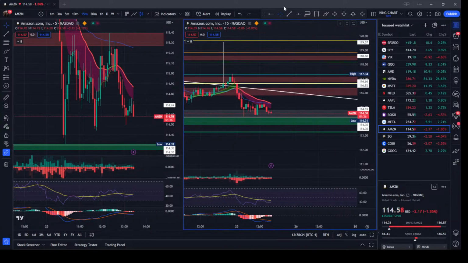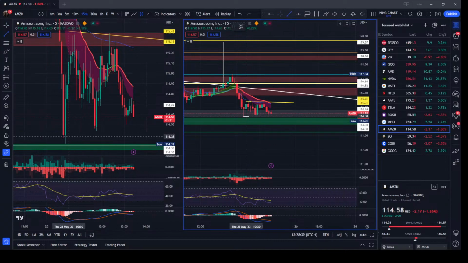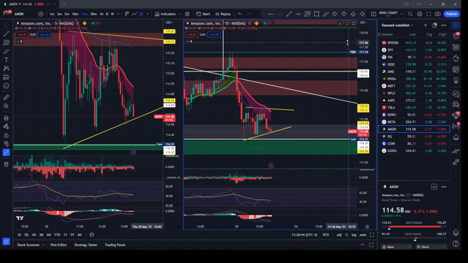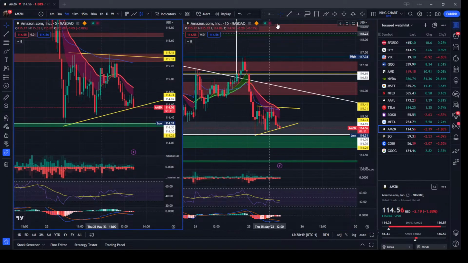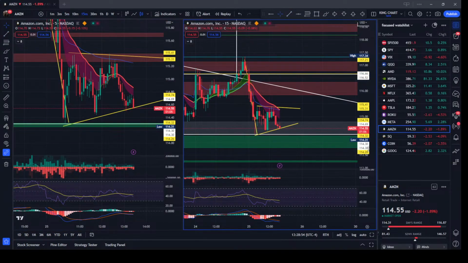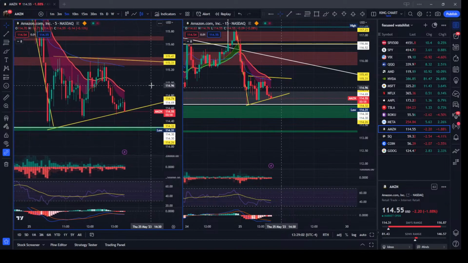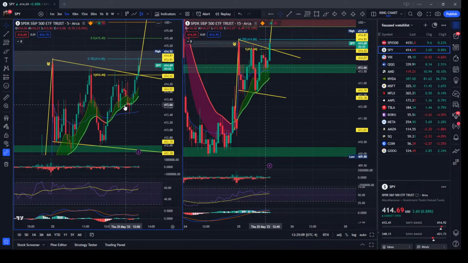If we zoom in a little bit, I think we can actually find another pattern. Let's see. Oh yeah, so it's actually looking pretty bearish there. Wow. See what happens when we zoom in a little bit? Nice. 114. This actually looks pretty nice. All right, so two plays we're looking at. We're gonna look at Amazon puts, and we're also watching SPY calls.